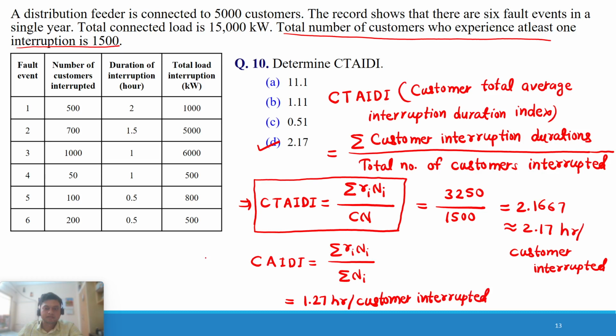For CTAIDI we are getting a larger value because we are calculating with respect to the CN term, the total number of customers interrupted, while in CAIDI we calculated with respect to sigma Ni, the total number of customer interruptions, so it has a lesser value. In CTAIDI we calculate with respect to the customers who are affected, so it has more value compared to CAIDI.